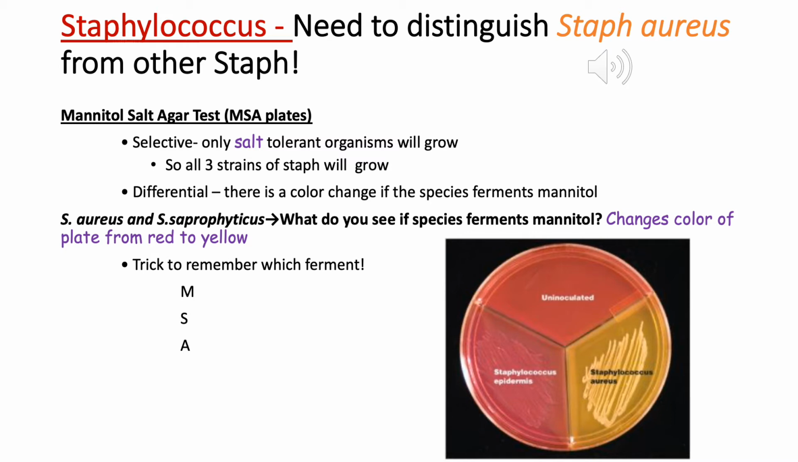So there's a trick to remember which species ferment mannitol on an MSA plate, and you can use the letters MSA to remember. Think of M, a mannitol plate, S, saprophyticus, and A, aureus, can ferment on a mannitol plate.